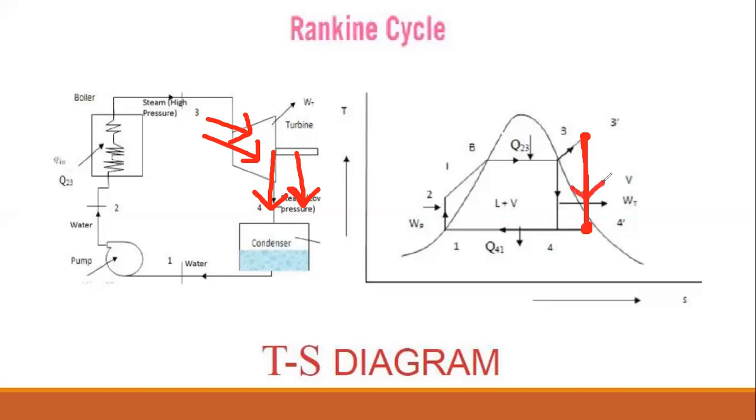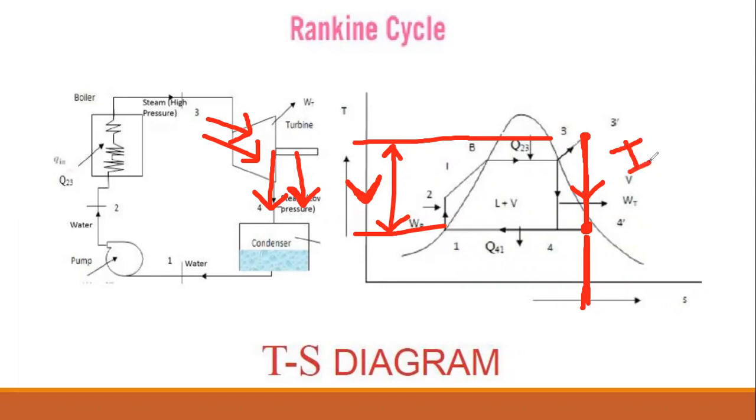So you can see that the temperature at point 3 and the temperature at point 4 show a change. The temperature has decreased up to this point, but you can see that the entropy is not changed. It is totally constant. That is because it is the isentropic process. Okay, so this is the isentropic process. That means the entropy will not change.